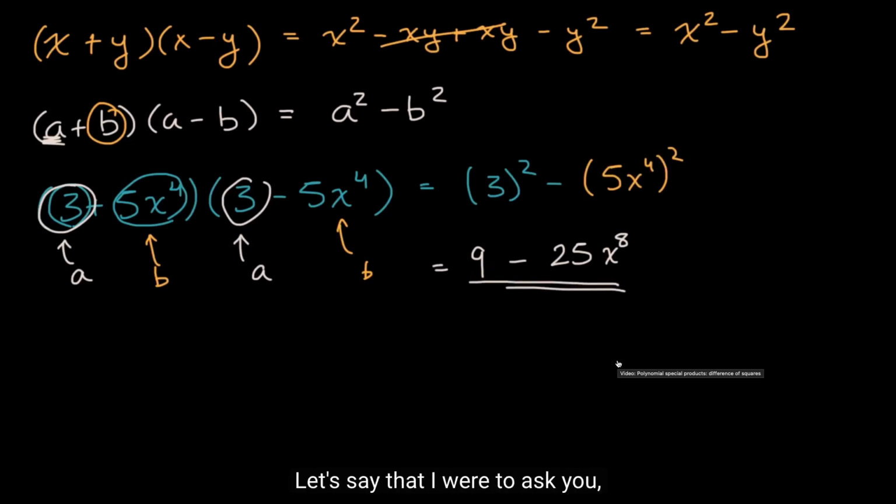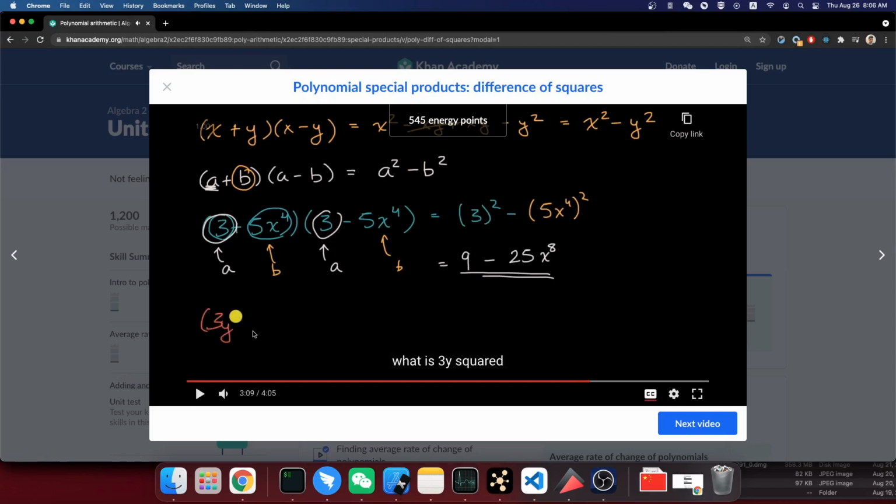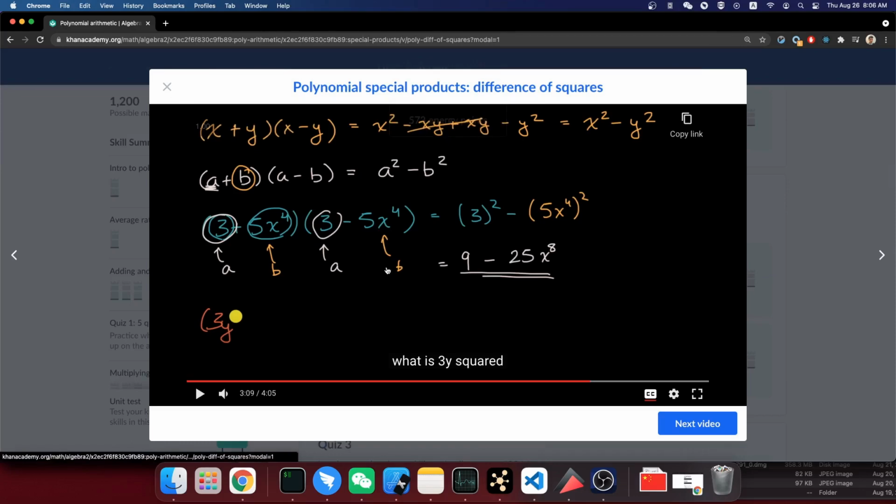Let's do another example. Let's say that I were to ask you, all right, is 3? This is also quite simple. I guess for many of you, if you are coming from China, you probably did this a lot in your classroom. All right.